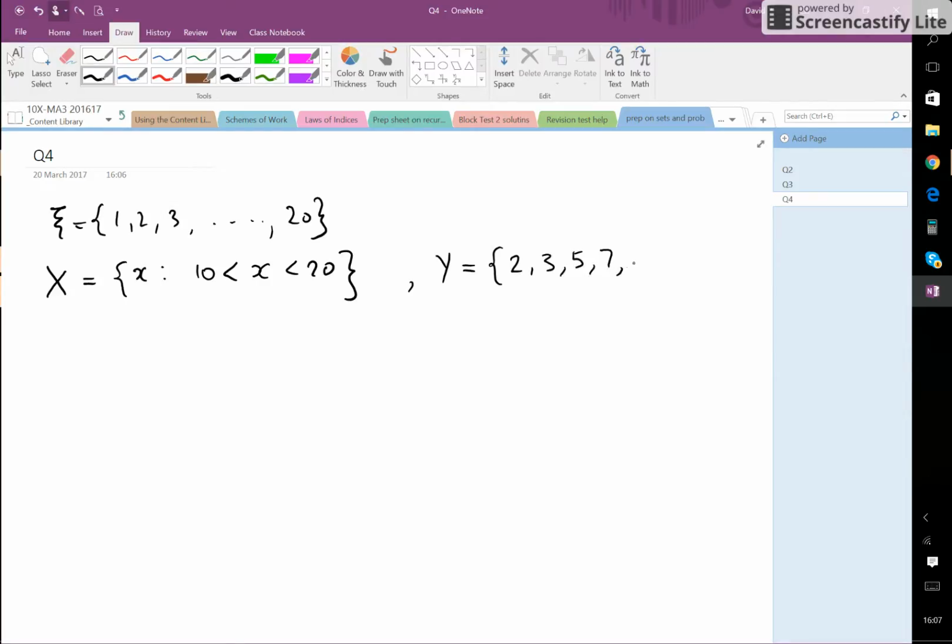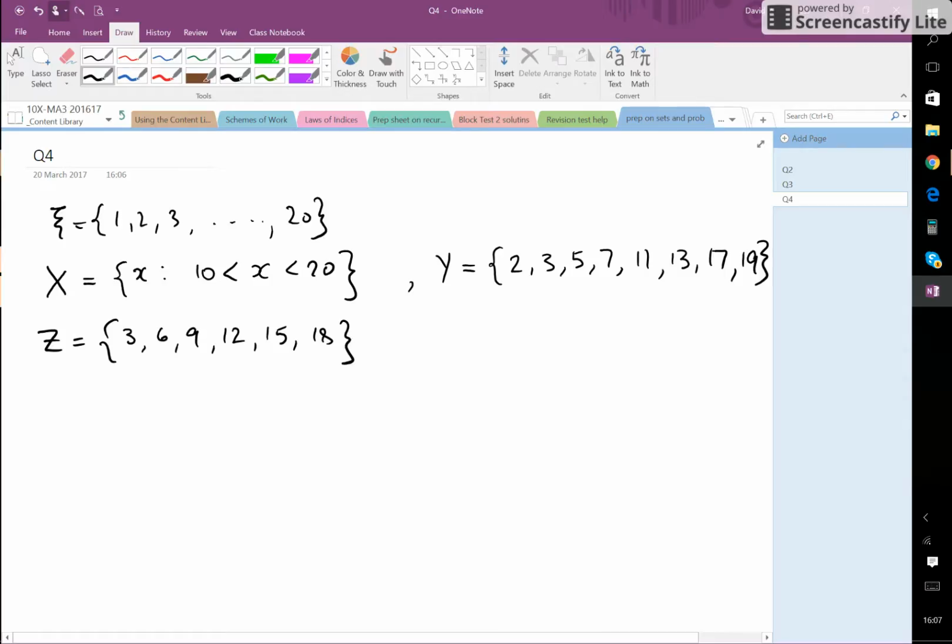5, 7, 11, 13, 15, 17, sorry, not 15, beg your pardon, 17 and 19. 15 is not a prime number because 3 5s are 15. And z are the multiples of 3. So multiples of 3 are 3, 6, 9, 12, 15, and 18.